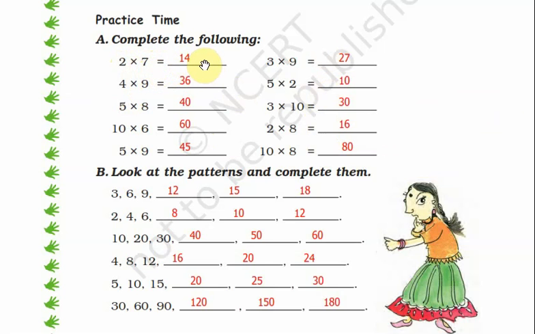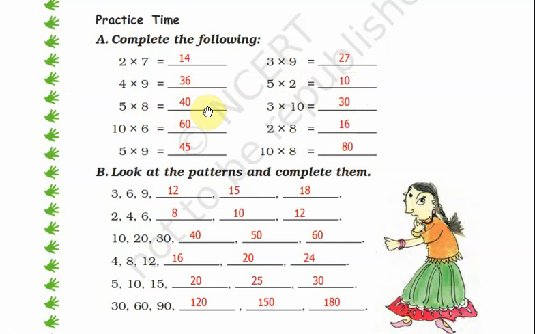2 7s are 40. Next one, 3 times 9. How much is 3 9s? 3 9s are 27. Next one, 4 into 9. 4 9s are 36. Next one, 5 into 2. 5 times 2, you will get the answer 10. Next one, 5 times 8.